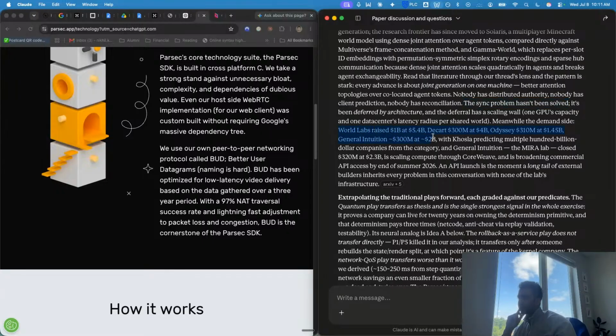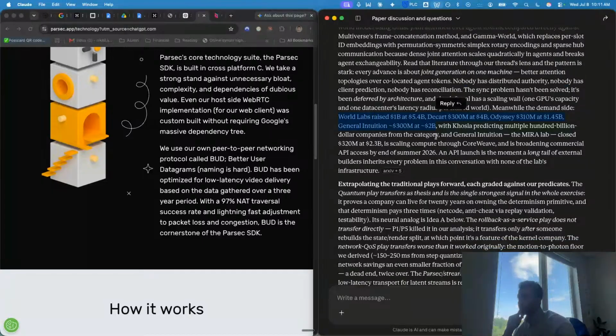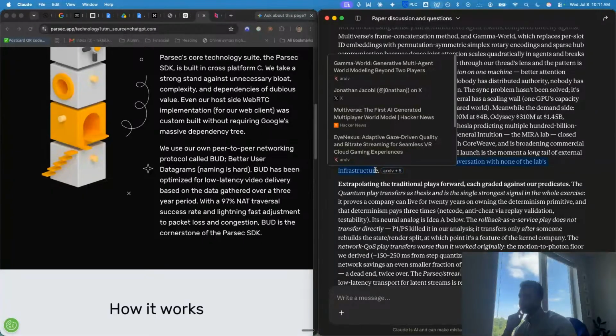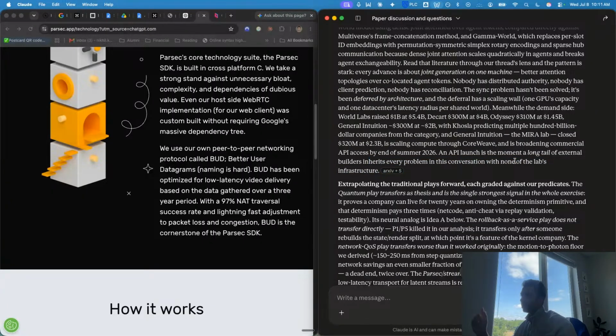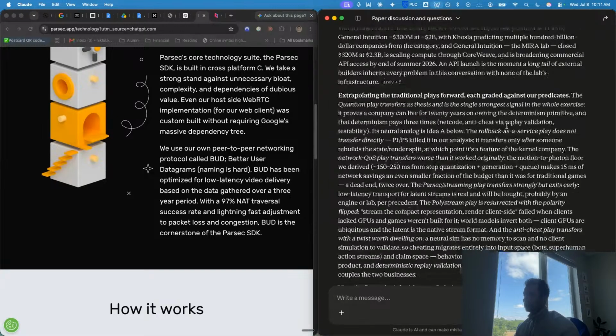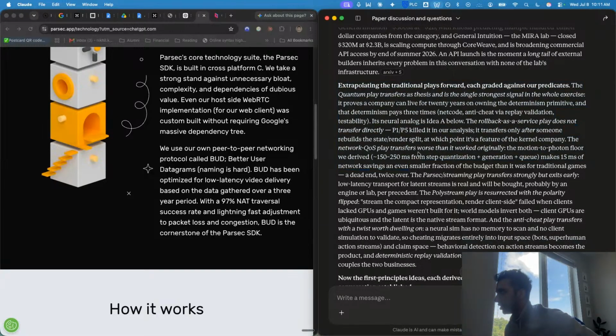Here it's just saying, look, all these world model AI multiplayer games are raising so much money. Everyone's excited about it. Once any of these labs offers API access for world model generation, we're going to see a huge proliferation of multiplayer AI generated video games. And then everyone's going to have this problem of synchronization. Okay, so now let's extrapolate the plays.